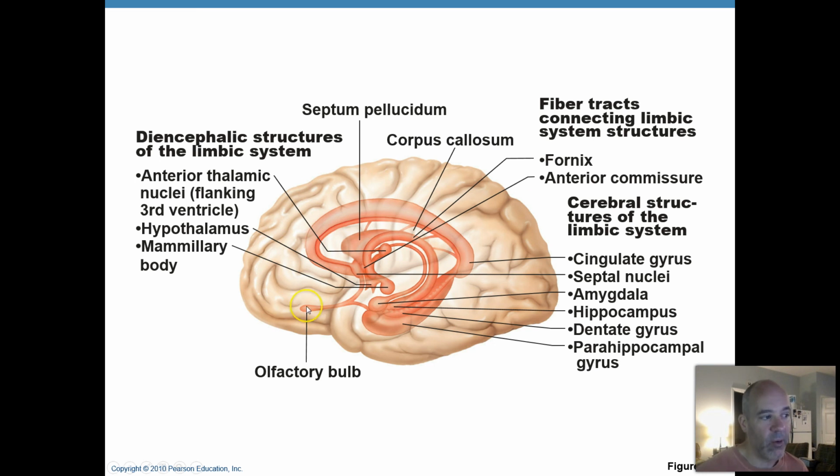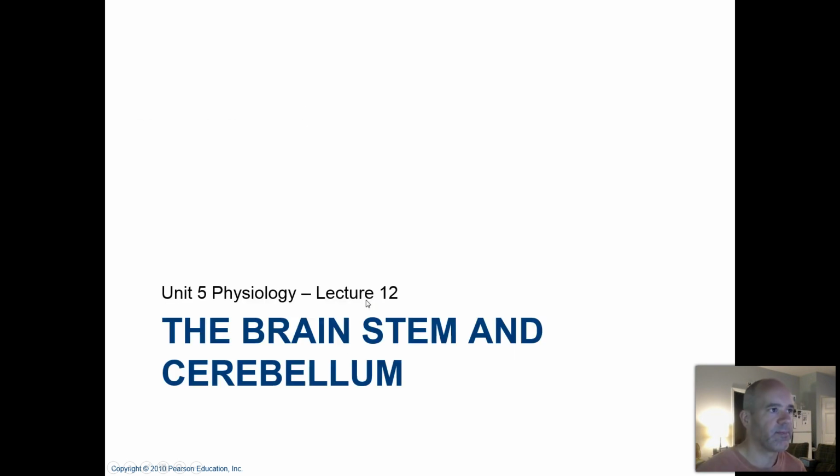Notice they're showing you here the olfactory bulb. This is your olfactory nerve. You have two of those, a left and a right. That's the cranial nerve involved with your sense of smell, and you can see how it is connected to some of these structures down deep in the brain that are involved in our emotional responses. All right, that's an overview of the diencephalon and some of those other deeper areas within the brain. In the next video lecture, we're going to talk a little more about what goes on in the brainstem and its three different parts, and also the cerebellum.